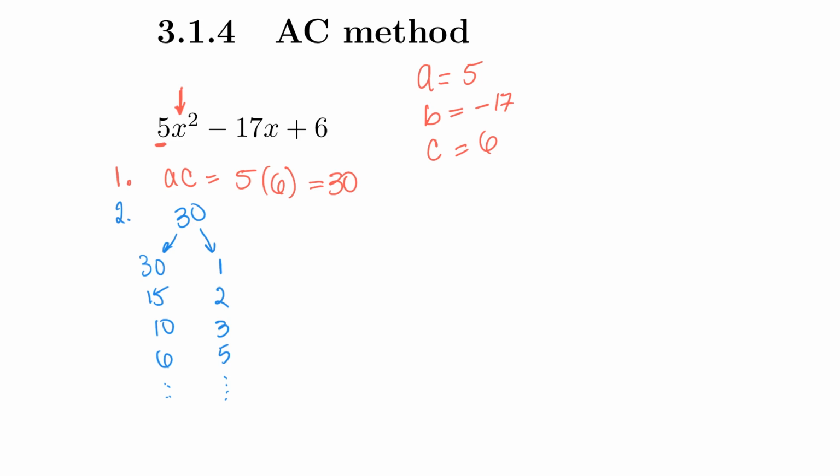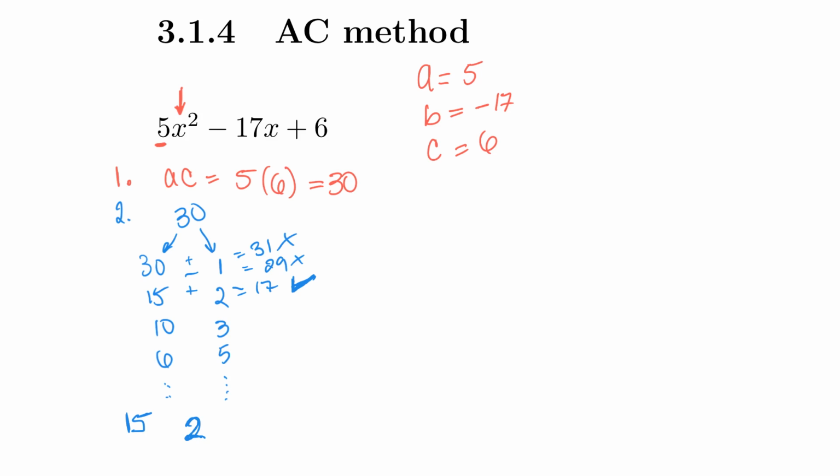Remember that we have to find two numbers that added or subtracted should give me the number B, in this case minus 17. So 30 plus 1 will be 31. That is not good. 30 minus 1 will be 29. That is not good. Then we go to 15 and 2. 15 plus 2 will be 17, and 17 is the number that we are looking for. So we already found these two numbers: 15 and 2.